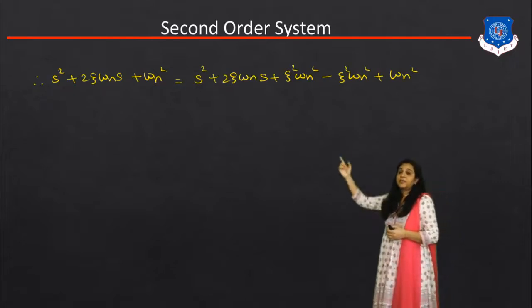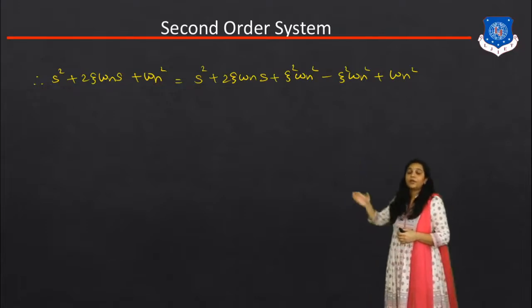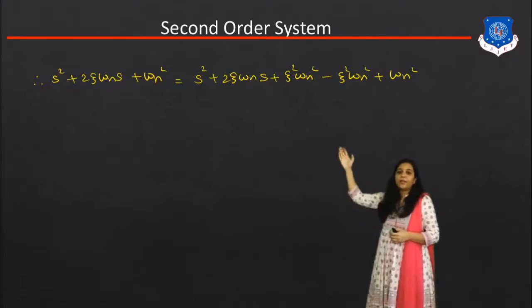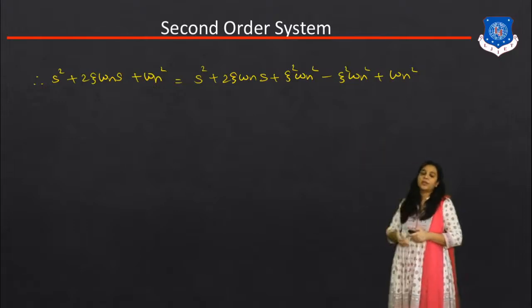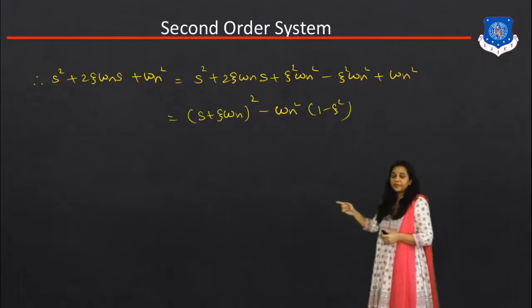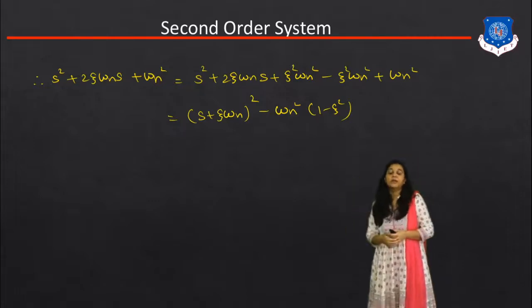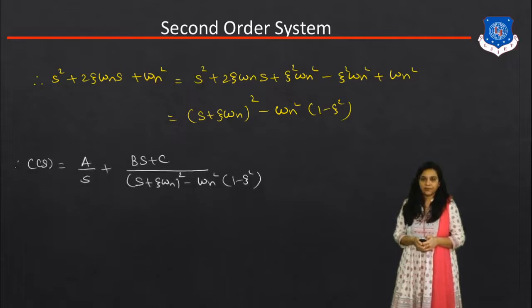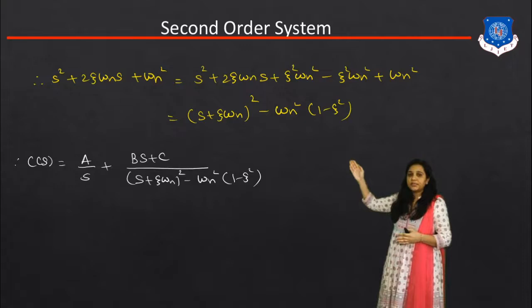Now we have to simplify this equation, we have to redesign it. We can write s square plus 2 zeta omega n s plus omega n square as s square plus 2 zeta omega n s as it is. We add the term zeta square omega n square and subtract the term zeta square omega n square, and omega n square as it is. So we get this type of equation: (s + zeta omega n) whole square plus omega n square (1 minus zeta square).